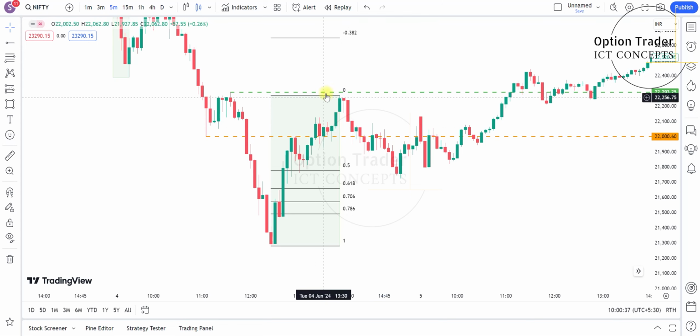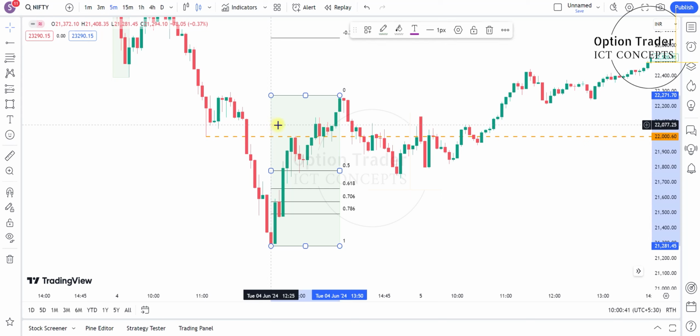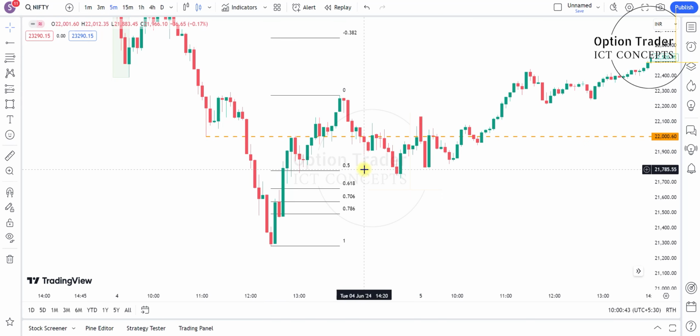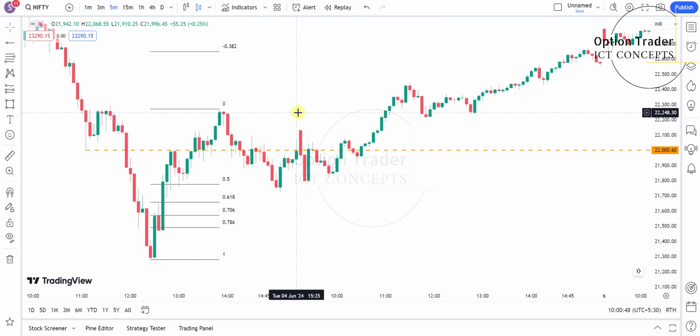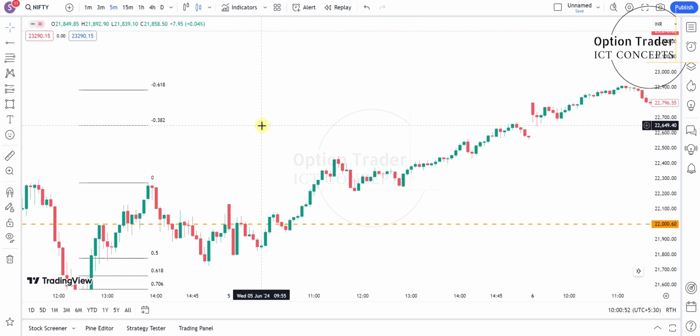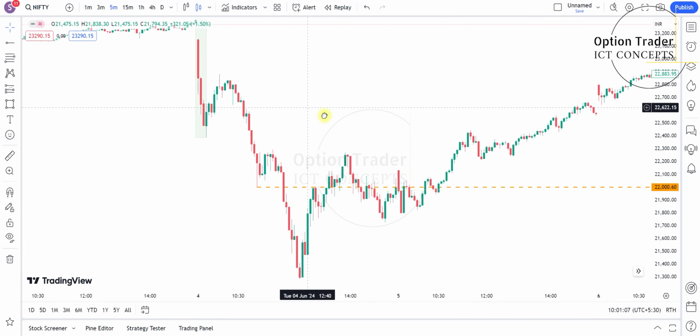Okay, so what we'll be doing is drawing a Fibonacci from this low to this high, in which the price reacts on 0.5. See, the price reacts on 0.5, and the first target was 0, the second target was 0.382, and the third target was 0.618. Okay, this is a call setup, and I will show you a put setup also.